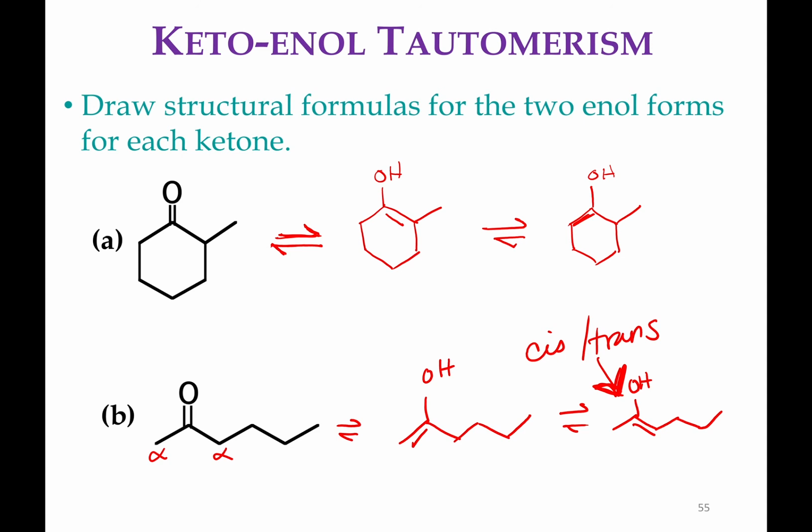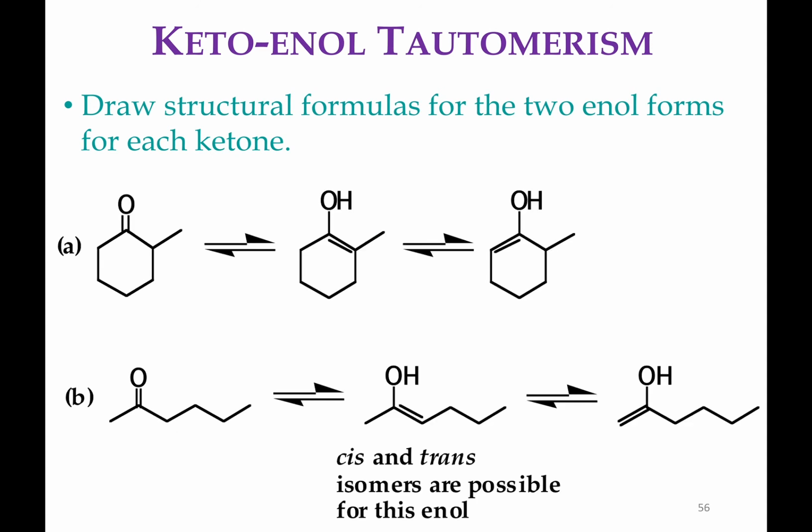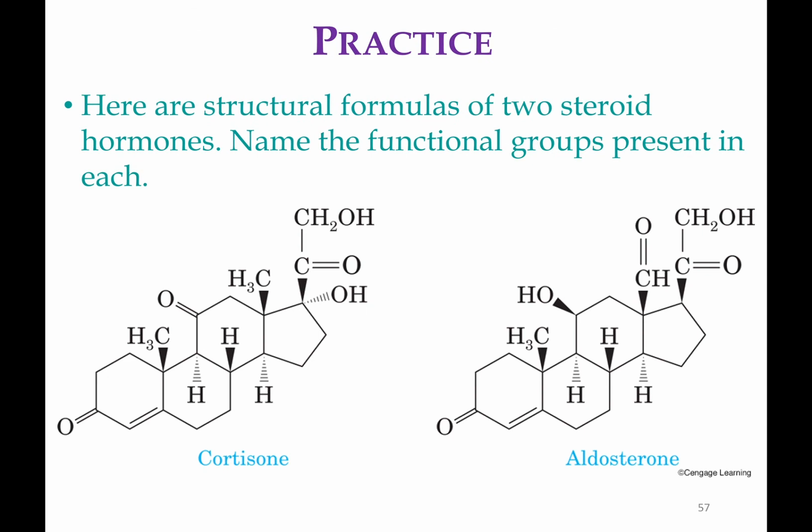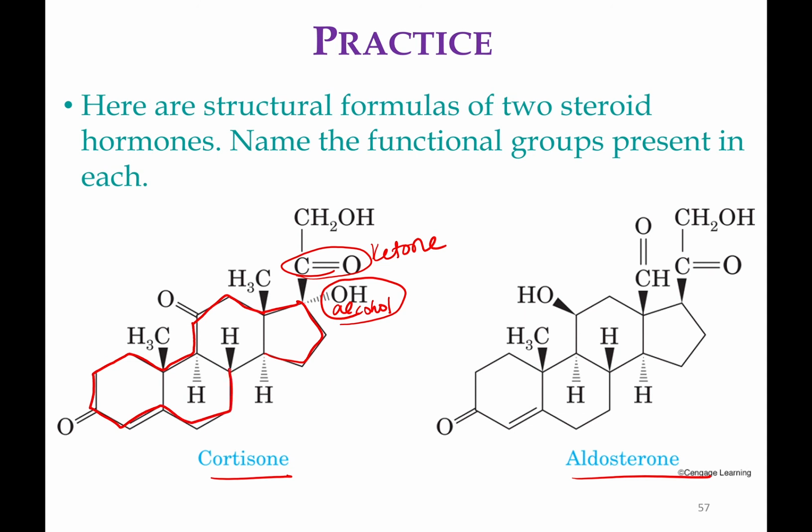Now, one more thing, I just want to remind you of all the functional groups we've been talking about, so I want you to look at these. Oh, sorry, those are the answers. Here are the structural formulas for two steroid hormones, cortisone and aldosterone. I want you to name the functional groups that are present in each. So this is just normally in class where we would practice naming some functional groups like, alcohol. This is a ketone, I think, yeah. This is a steroid.